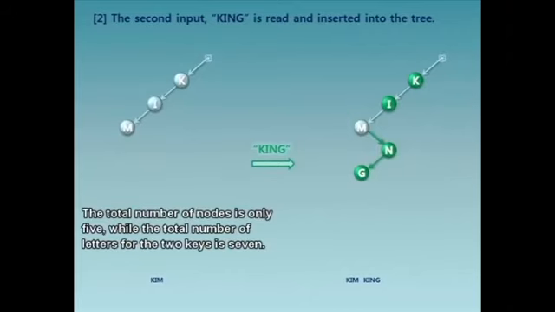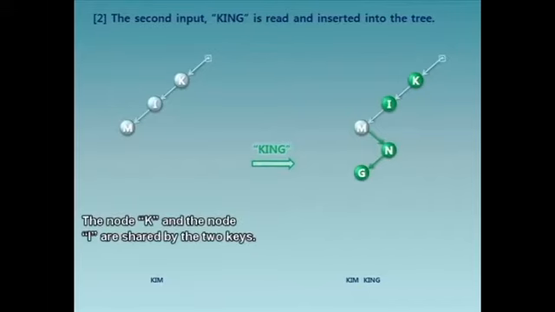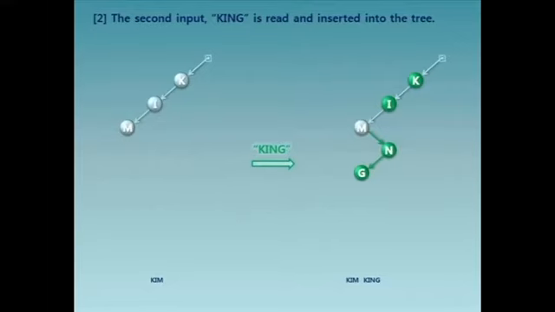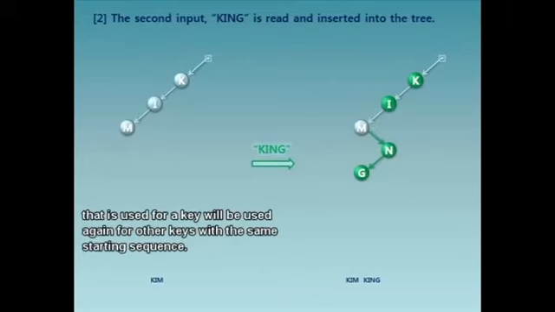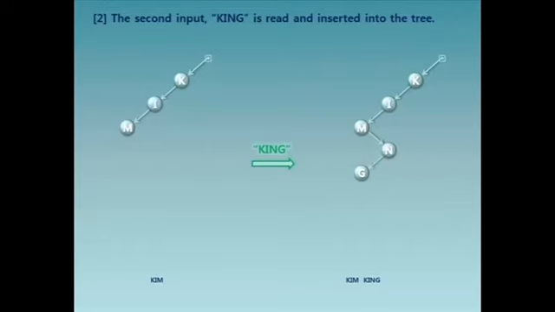The total number of nodes is only 5, while the total number of letters for the two keys is 7. The node K and the node I are shared by the two keys. In the Shin tree, any starting sequence of letter nodes that is used for the key will be used again for other keys with the same starting sequence.